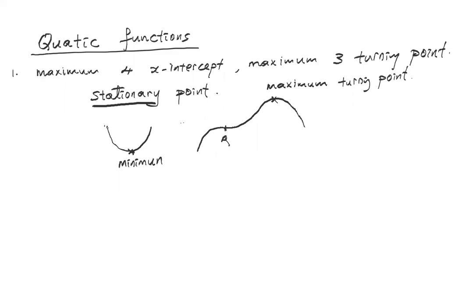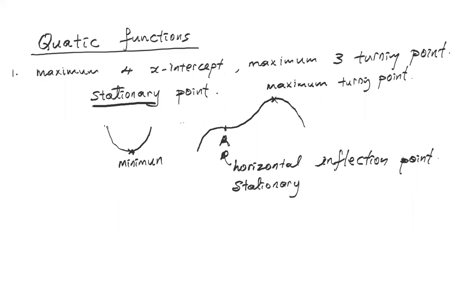Do you like to know what is the name for this point, A? Yeah, this is called horizontal inflection point. So you just need to know the name. Later I will go into it, or we call it stationary inflection point. Are you okay? Stationary inflection point.